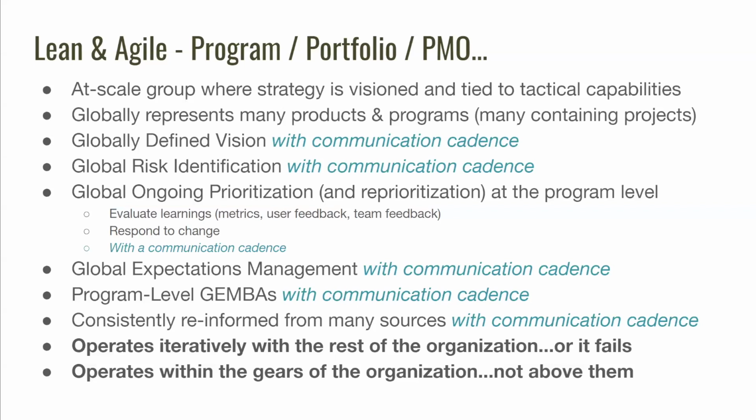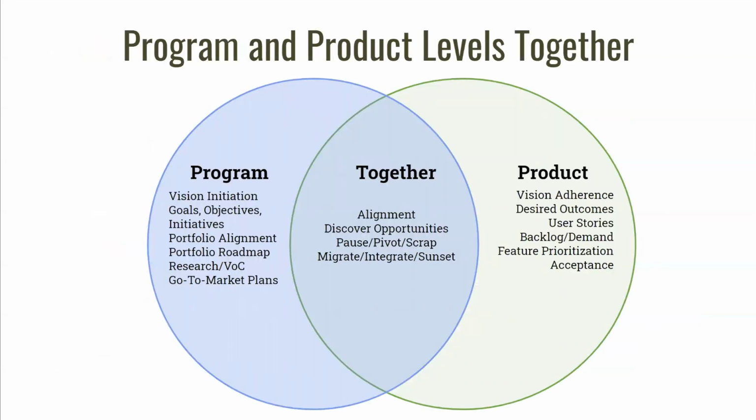They kind of set things up and then they run against that set, and then they try to do a bunch of change management against that. This is designed to be iterative, just like the rest of the organization. So program and product level together. If you think about taking strategic and you think about taking tactical and you make them dynamically operable together at the same time, think of these things as two gears. You've got the program side that's looking at vision, initiatives, goals, objectives. They're looking at portfolio alignment. They're looking at probably a portfolio roadmap of some sort. They're doing research. They're doing go-to-market plans. They're thinking about these things from a program level, from products.